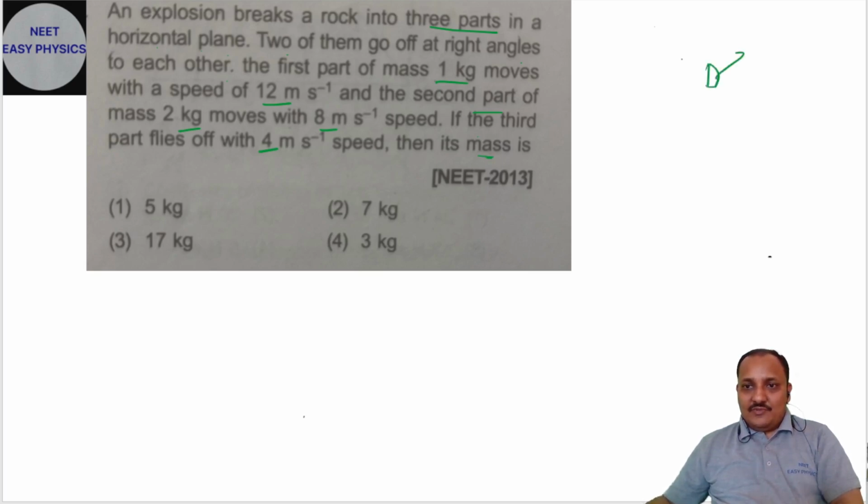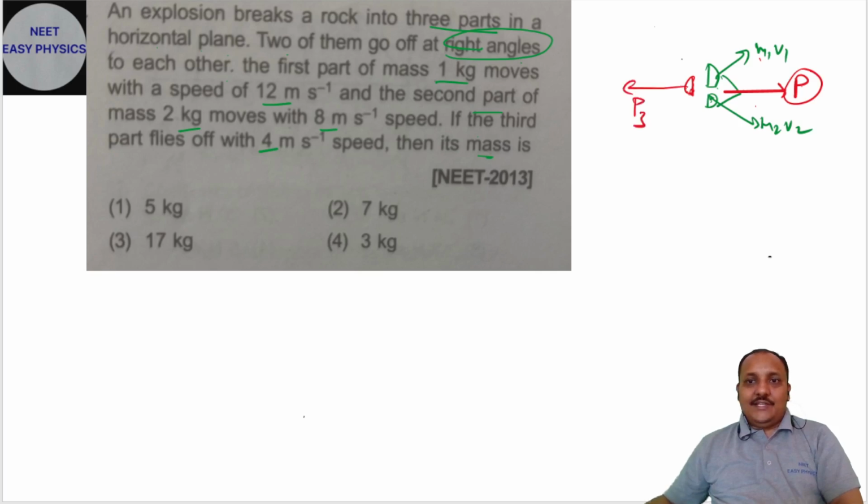Two pieces are moving, M1, V1, and another one is going to move M2, V2. They gave at right angles. Right angles means the angle between these two is 90 degrees. Then what is the resultant of these two? Resultant of these two will be like this. Then how the third particle is going to move means definitely it should be quite opposite to this P. We will assume that to be P3, the third one.